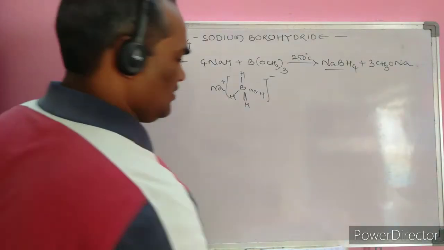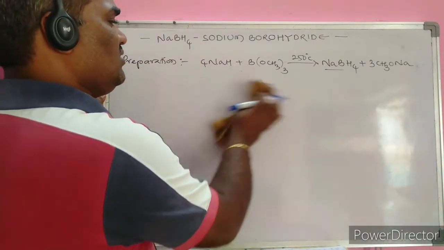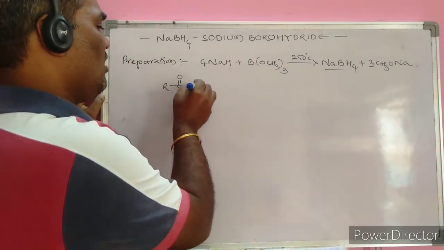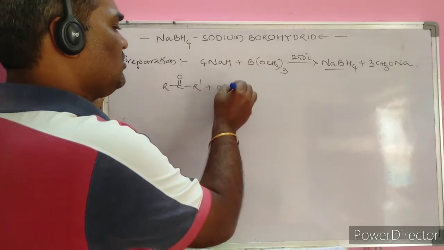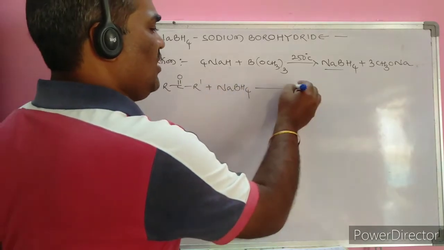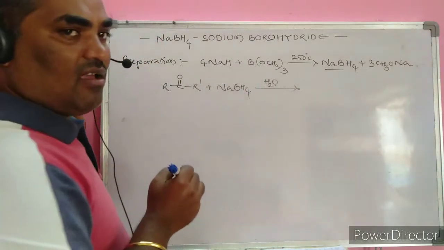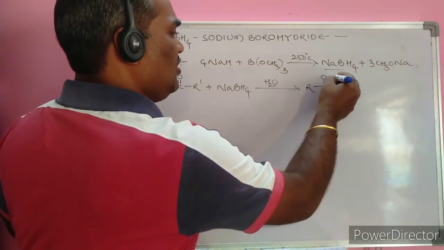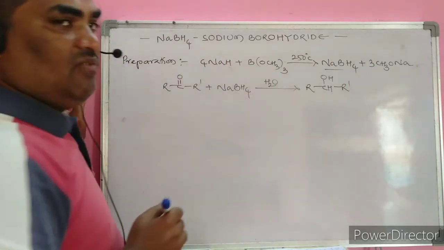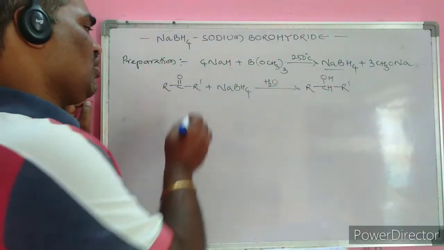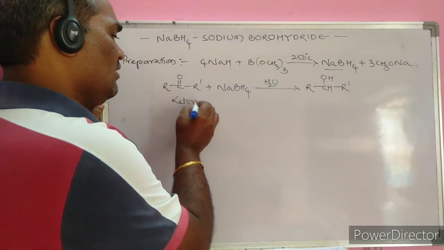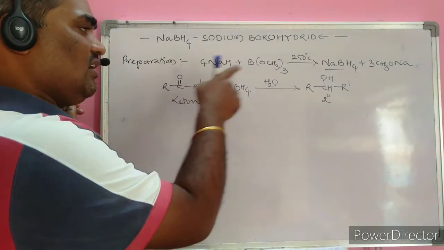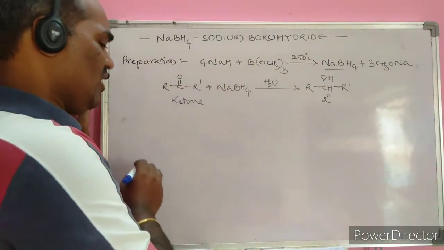The characteristic property of sodium borohydride is that it reduces carbonyl carbon. Here is RC double bond O R dash, which on reduction with sodium borohydride, which transfers hydride ion to the carbonyl carbon atom, gets converted into alcohol, just like the previous lithium aluminum hydride properties. If a ketone is given, the formed alcohol is a 2-degree or secondary alcohol. If it is an aldehyde, it forms a 1-degree or primary alcohol.